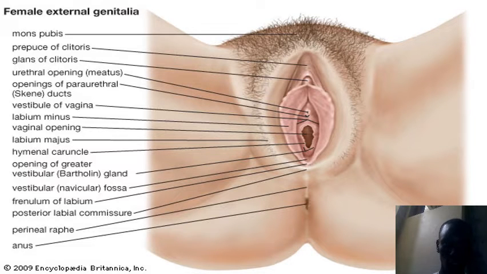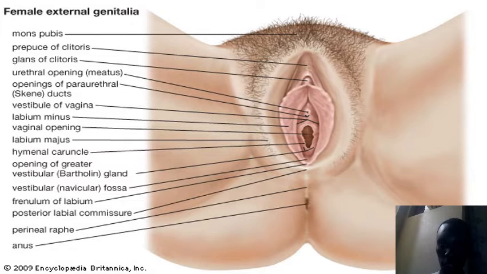So the diagram we have here is of the female external genitalia. We talked of the mons pubis. The mons pubis is made up of a pad of fatty tissue and connective tissue on top of the symphysis pubis. It is covered with hair from puberty.